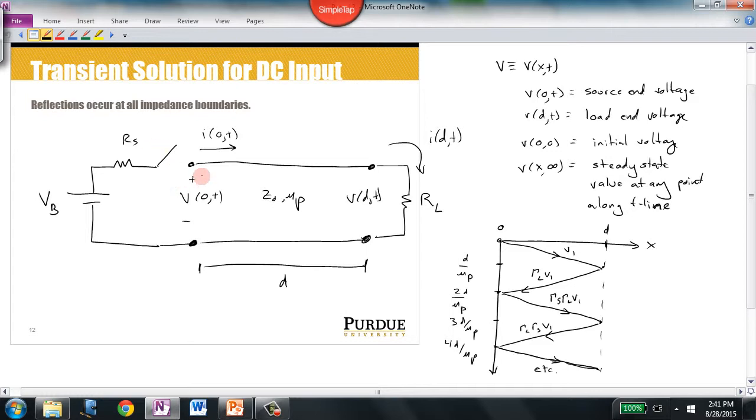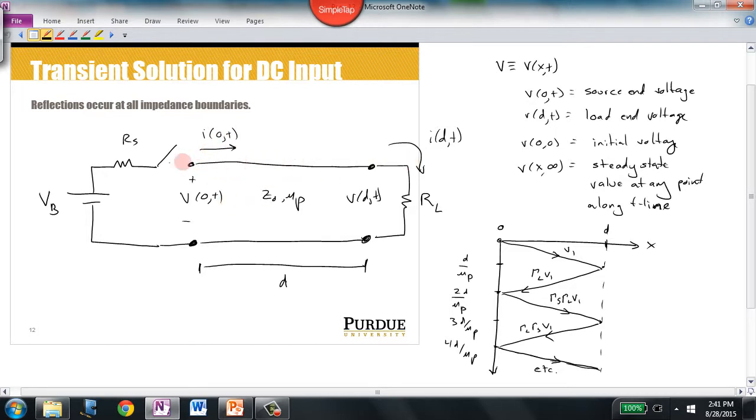When I close this switch, a voltage and current wave are going to be established at the input end of the transmission line, and they're going to propagate along the transmission line towards the load end. The nomenclature is that the voltage at the input end of the transmission line as a function of time is just v of 0 comma t. We've replaced the distance with a 0 because it's the input end. Similarly, the current at the input end is i of 0 comma t.